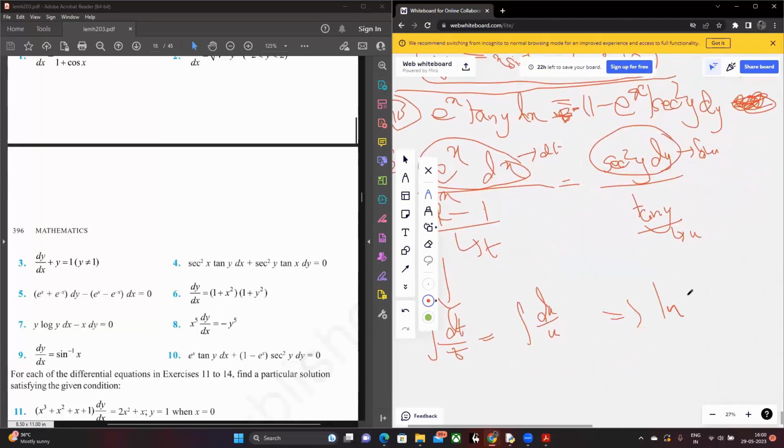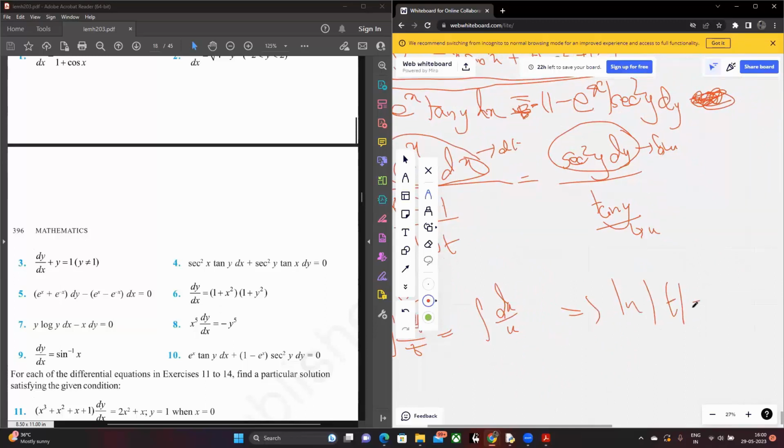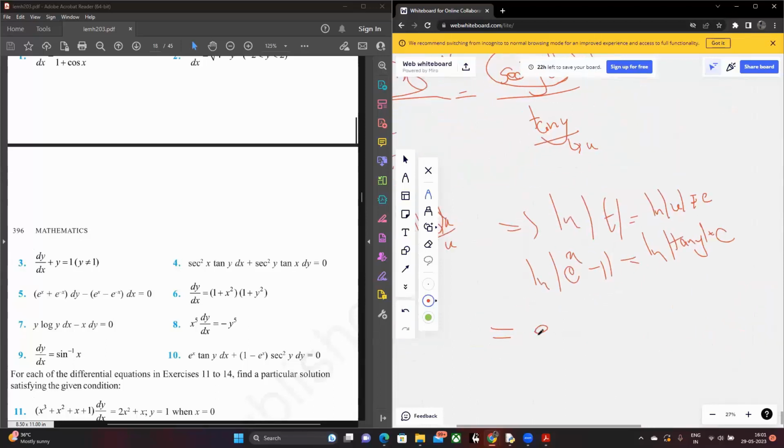which is basically ln mod t equals ln mod u plus c, which is basically ln mod e power x minus 1 equals ln mod tan y plus c. This can be rewritten as e power x minus 1 equals c1 tan y, right? That is how you can write this equation.